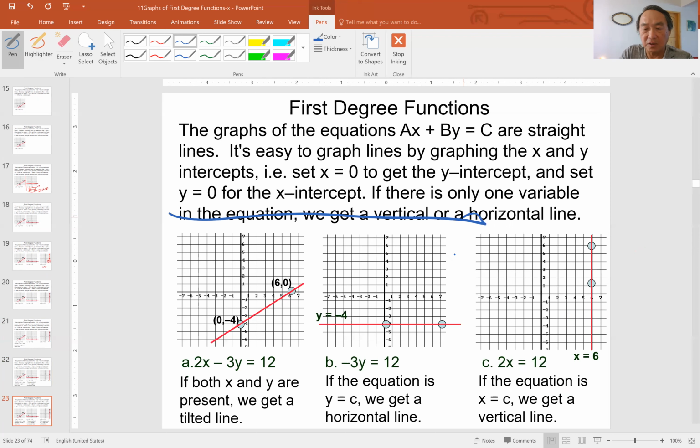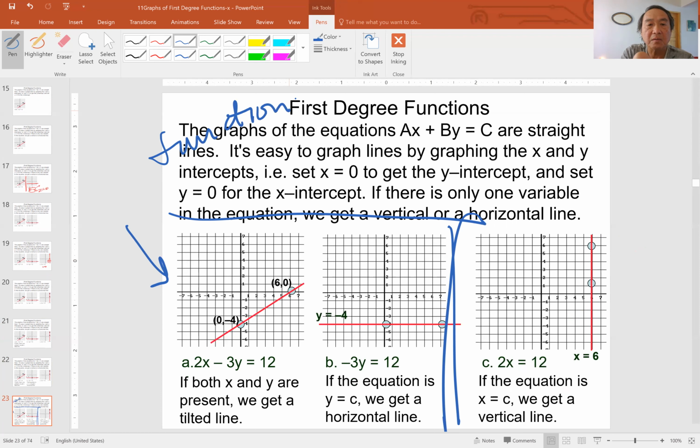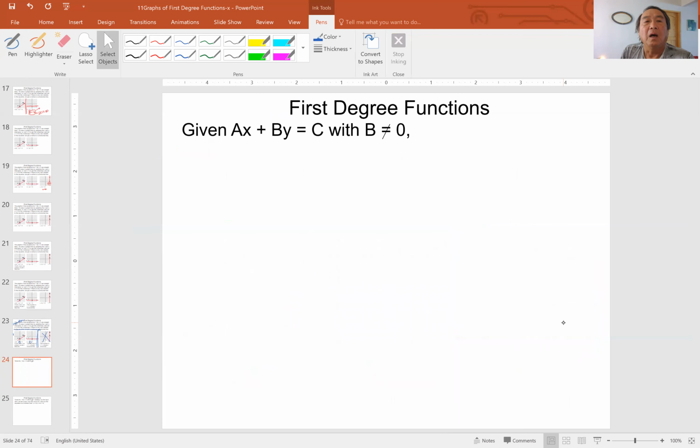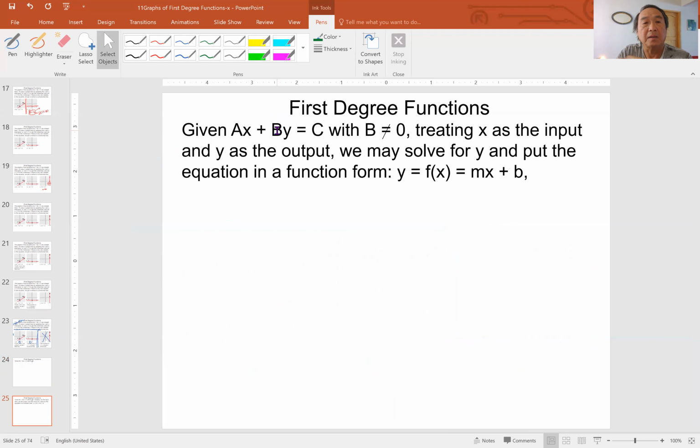Of these 3 different types, these 2 are functions. Meaning what? Meaning because there's a y in there, I can solve for y. I can put this formula in a particular form. That's not a function. Remember, you can have a graph of a function that goes up and down, but it can't hit more than 1 point at each x. So as long as the number in front of y is not 0, I can solve for y. And if I solve for y, I'm going to write a formula, the first degree function, in this format, which is a straight line.